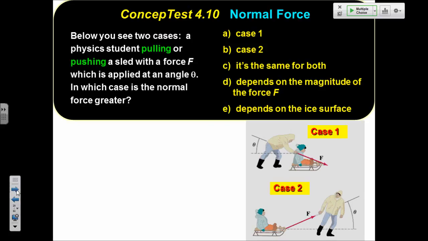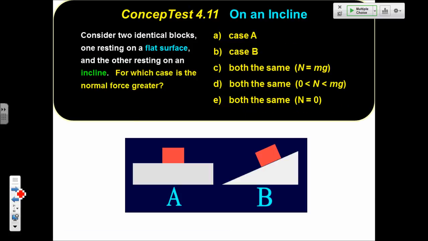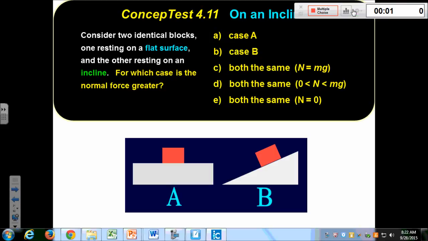I'm going to skip this. Which of these cases is the normal force greater? When it's sitting on a flat surface, sitting on an inclined plane, or is it both the same, equal to the weight, both the same, less than the weight, or both the same, 0? Which case is the normal force greater?